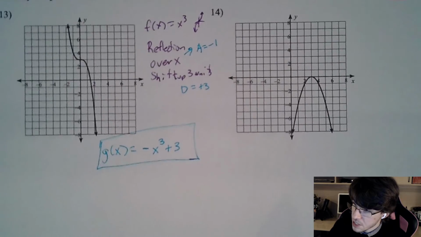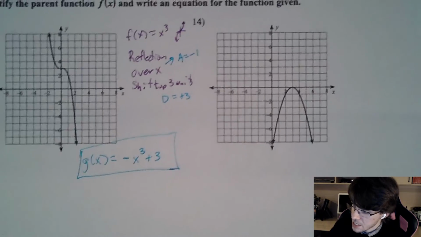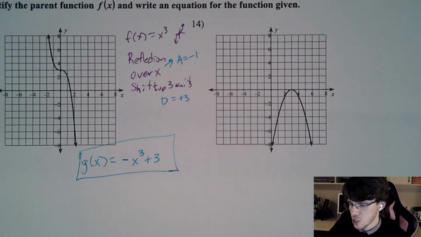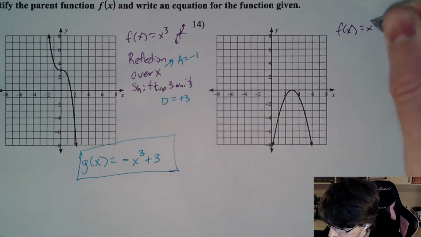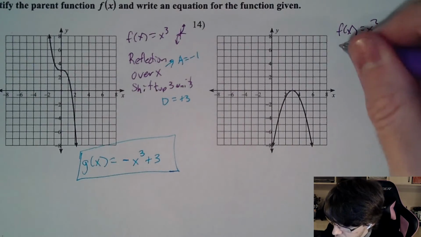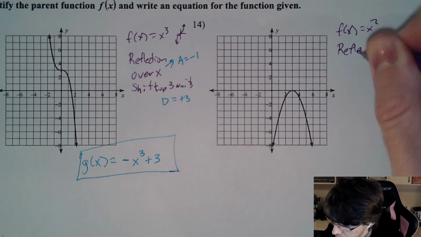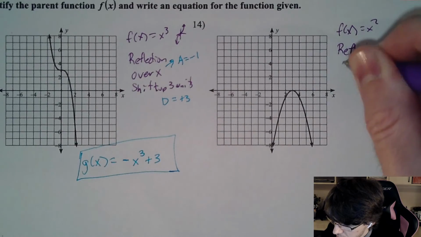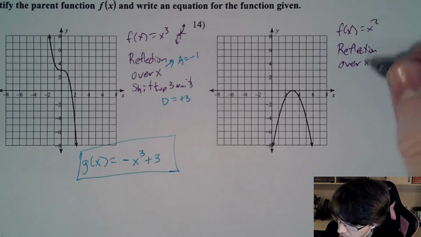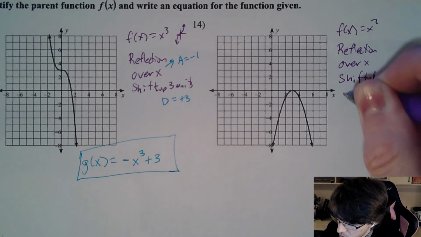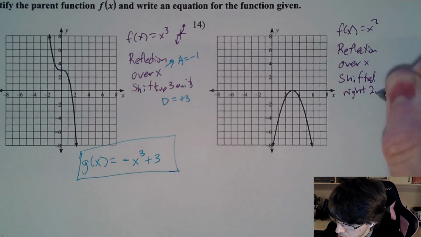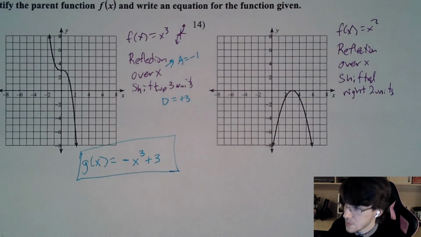Let's check out number 14. So number 14, same exact idea. We first have to identify the parent function. Look at our notes, which one of them has this frowny face or happy face looking thing, and it turns out the original one is f of x equals x squared. It also has a reflection over the x-axis, and it's also been shifted right 2 units. So we have the reflection and it's shifted right 2 units.